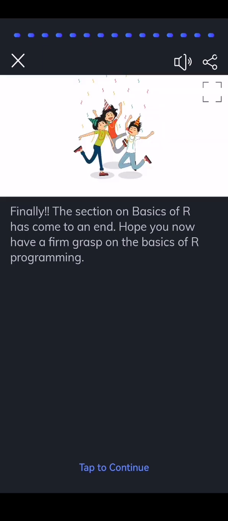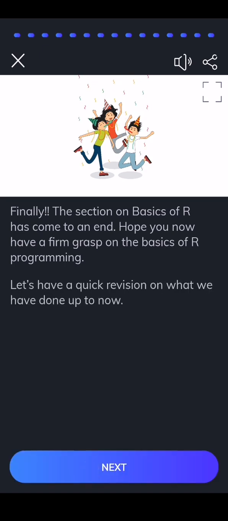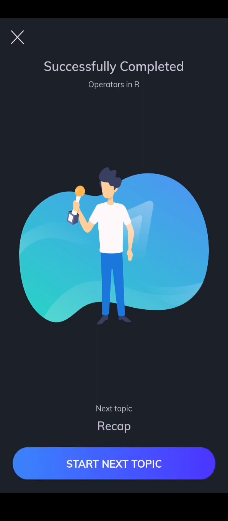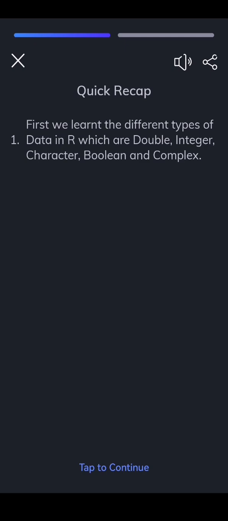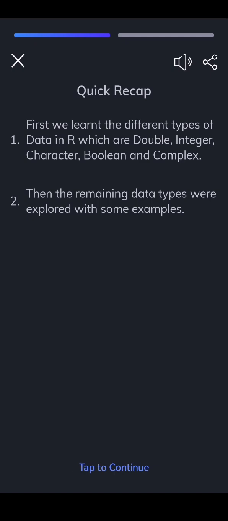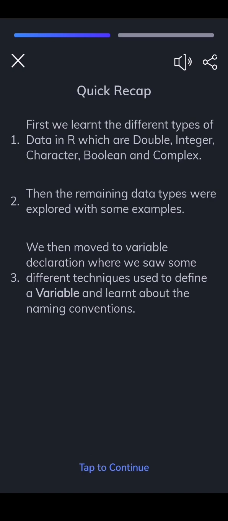Finally, the section on basics of R has come to an end. Hope you now have a firm grasp on the basics of R programming. Let's have a quick revision on what we have done up to now. First, we learned the different types of data in R, which are double, integer, character, boolean, and complex. Then the remaining data types were explored with some examples. We then moved to variable declaration, where we saw some different techniques used to define a variable and learned about the naming conventions.